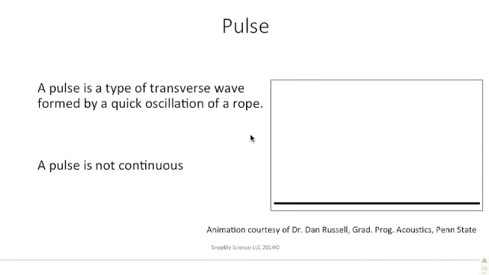Really, the third type of wave is called a pulse wave. And a pulse wave is a type of transverse wave that's formed by a quick oscillation of the rope. So we don't really say that it's a different type of wave. It's just like a single transverse wave.